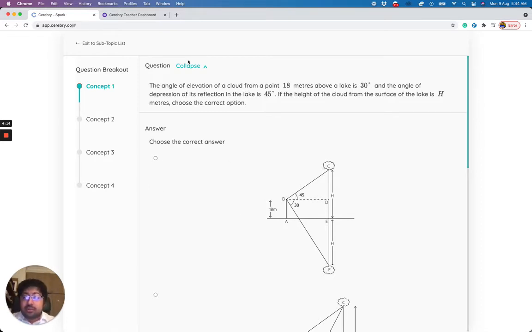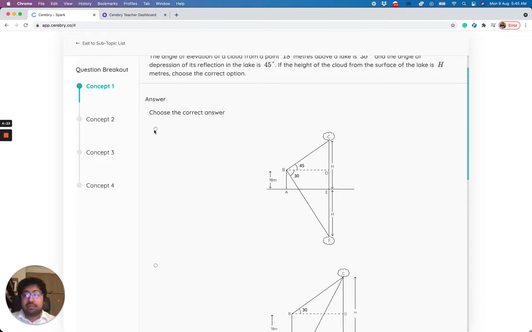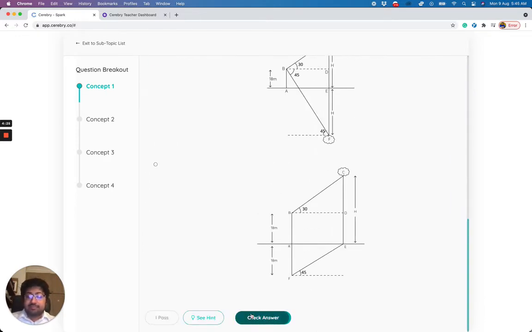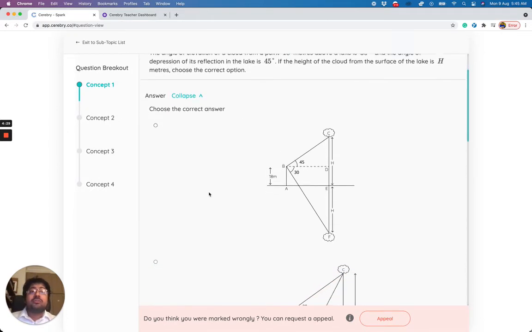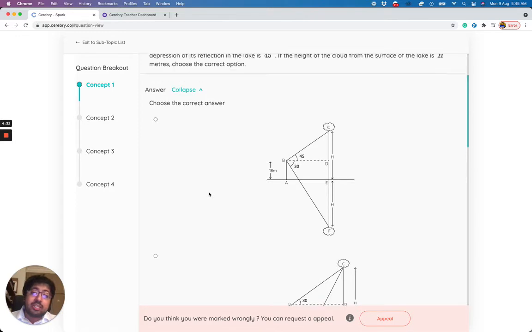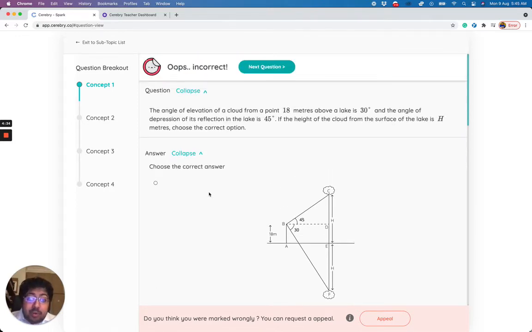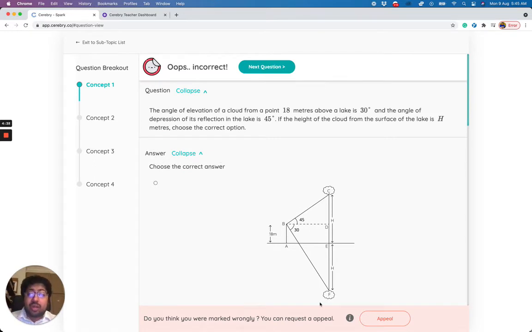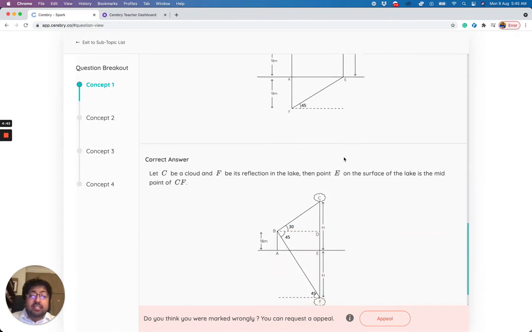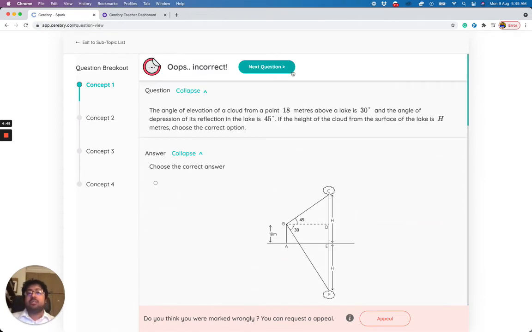So now it's asking us to do the question step by step. The first step of that question was to translate the real world scenario into a figure. Okay, so I'll just randomly choose option A. Okay, my answer was wrong. So now the engine has got further information that perhaps this is the problem. Maybe I'm not able to translate real world scenarios into elevation and depression figures.